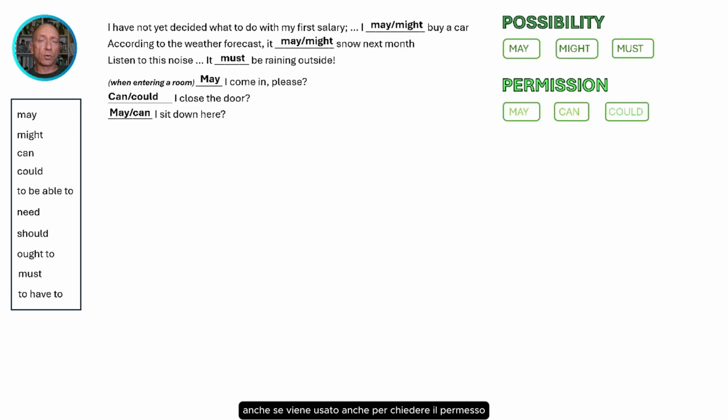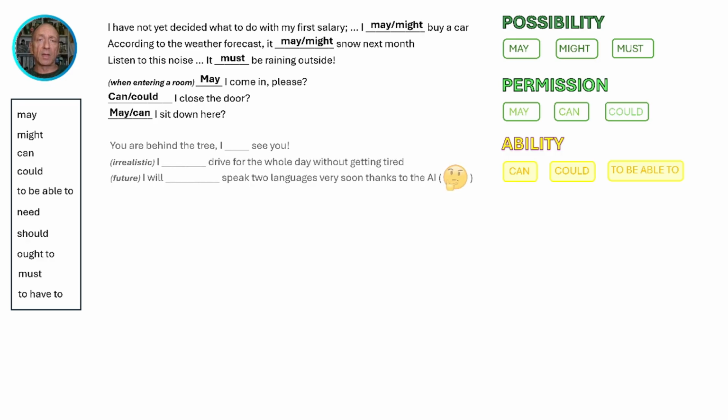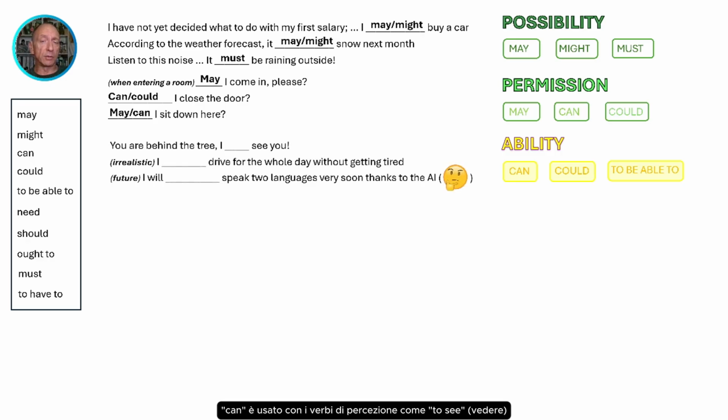Even though it is used also for asking permission, can is generally used to express ability. In these sentences, can is used with verbs of perception, like to see, and may equally be used with verbs of thinking, like, by way of example, I can imagine, and so on. Then, could is used to express ability in both present actions, like I could do this and that, and past actions, like I could have done this and that, as well as to talk about something that someone could but is unlikely to do. I mean, something unrealistic.